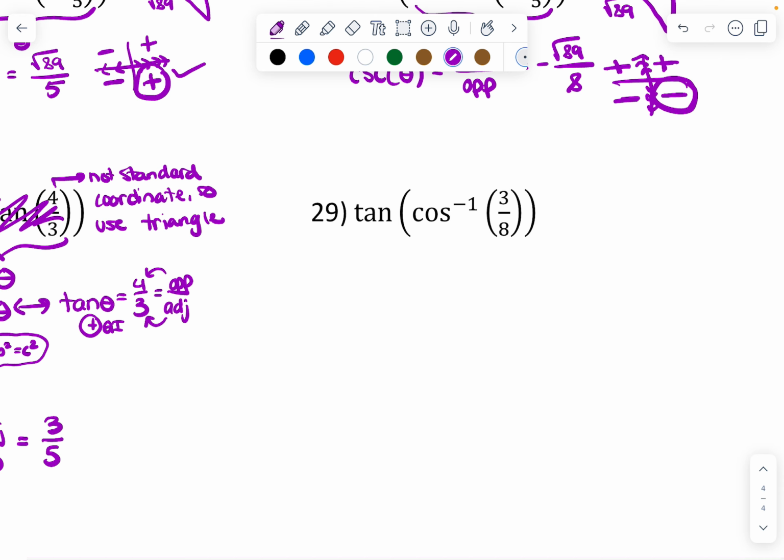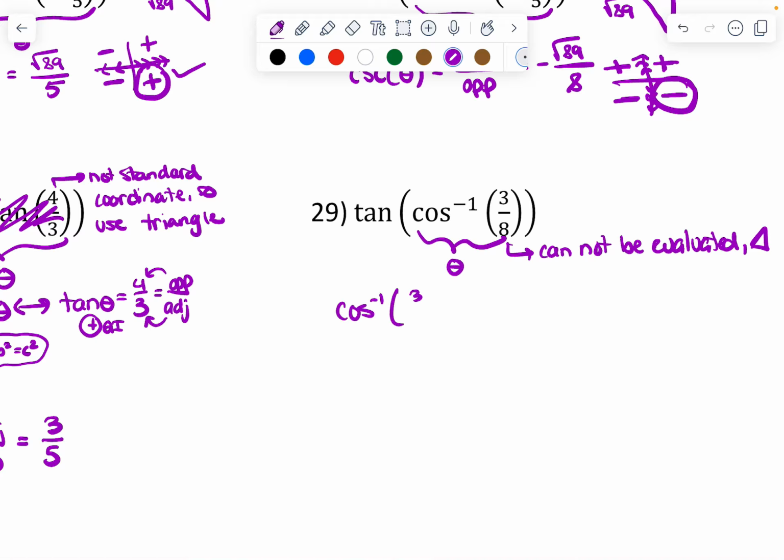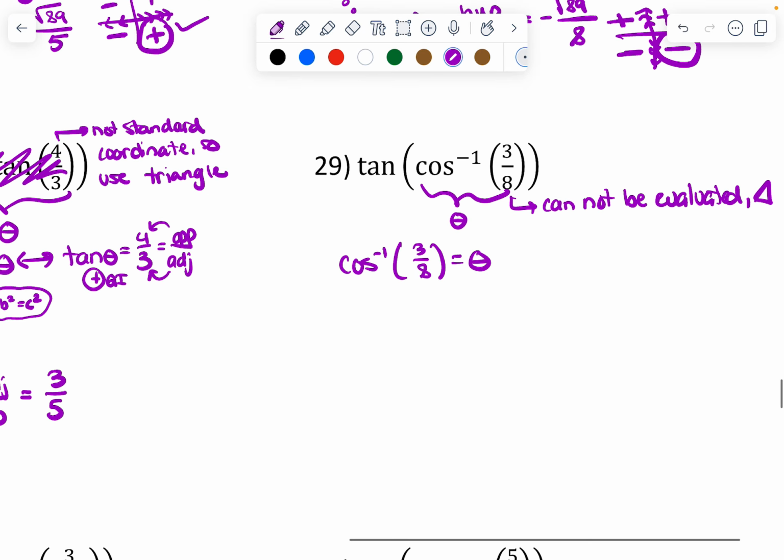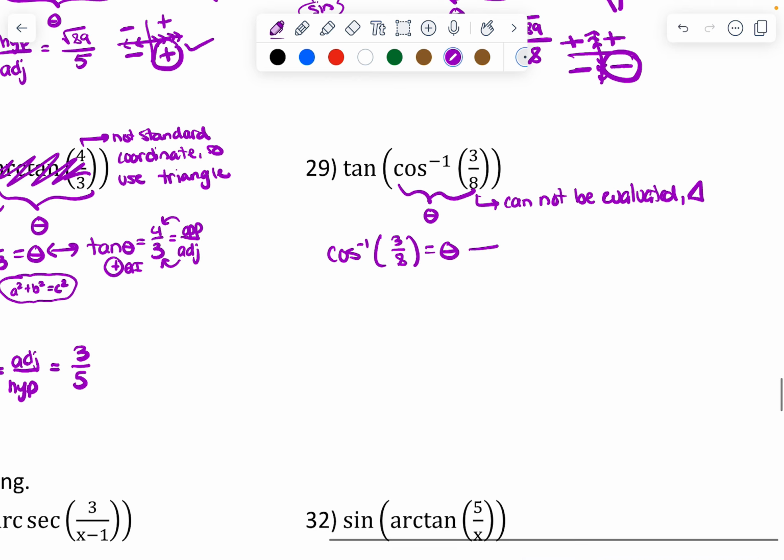Now we have tangent of inverse cosine of 3/8. 3/8 cannot be evaluated. So we're going to use a triangle, okay? So again, all of this is equal to theta. The output is a theta. So I'm going to set it equal to theta. So inverse cosine of 3/8 is equal to theta. And then I want to rewrite this as a non-inverse trig. So I'm going to end up with cosine theta is equal to 3/8.